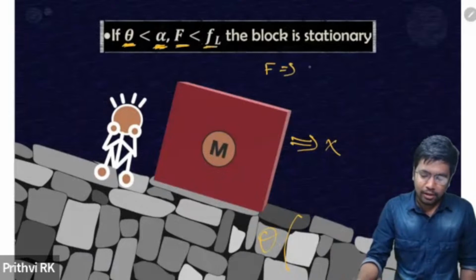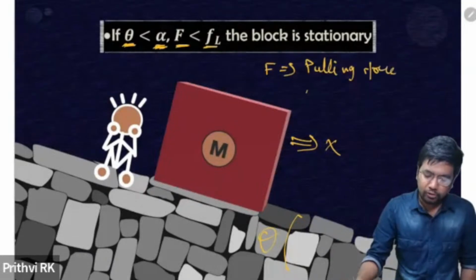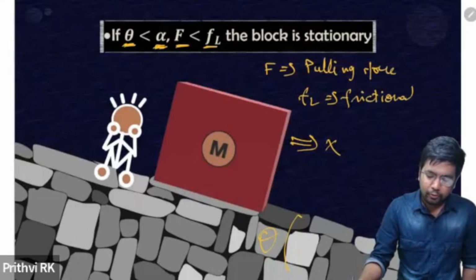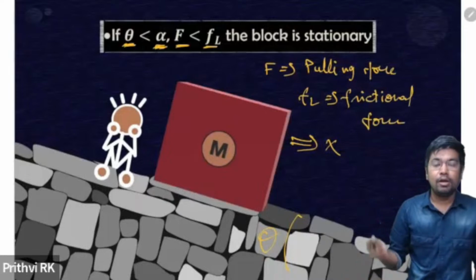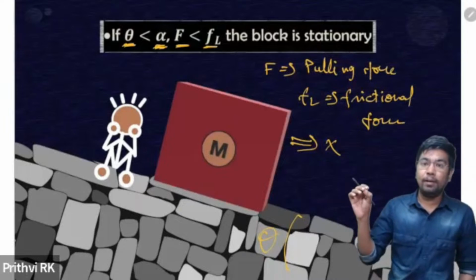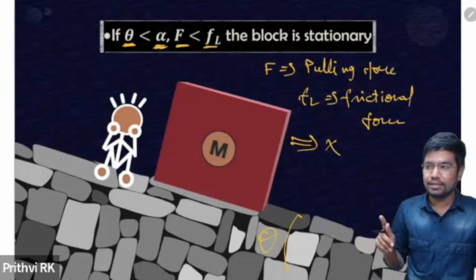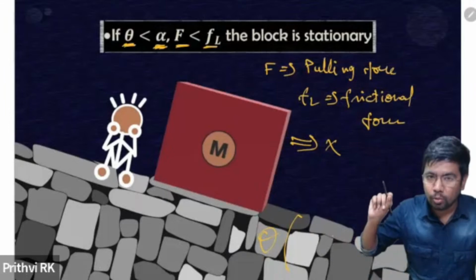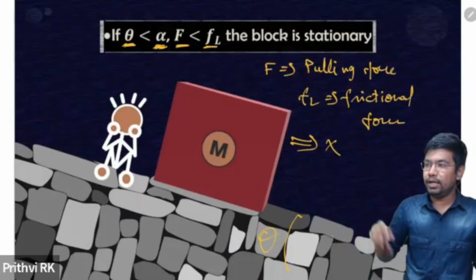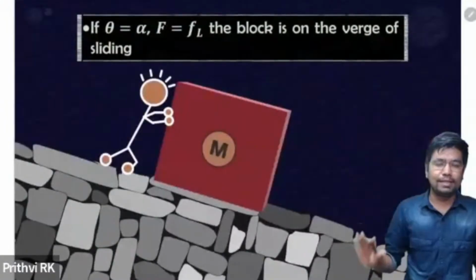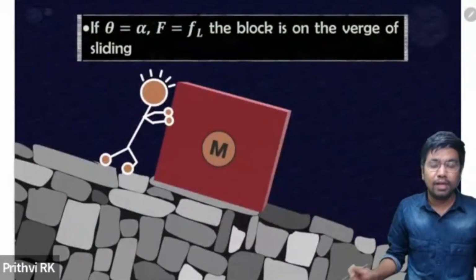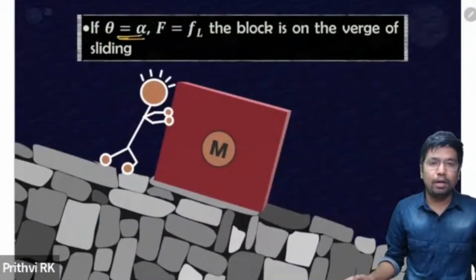Capital F here is the pulling force, and FL is the frictional force. So the frictional force is more, whereas the pulling force is less when theta is less than alpha. This is the first scenario. I want you to write it down, that is very important.